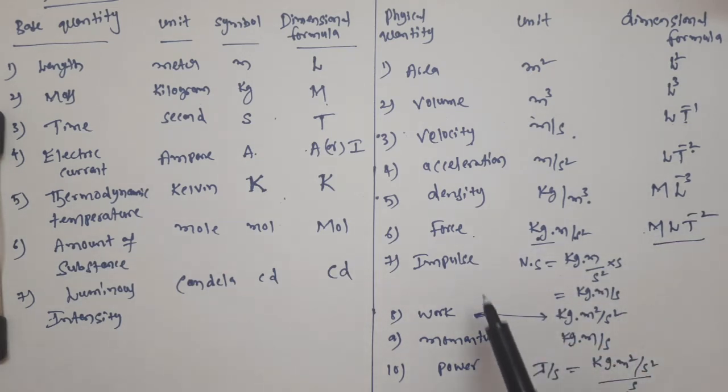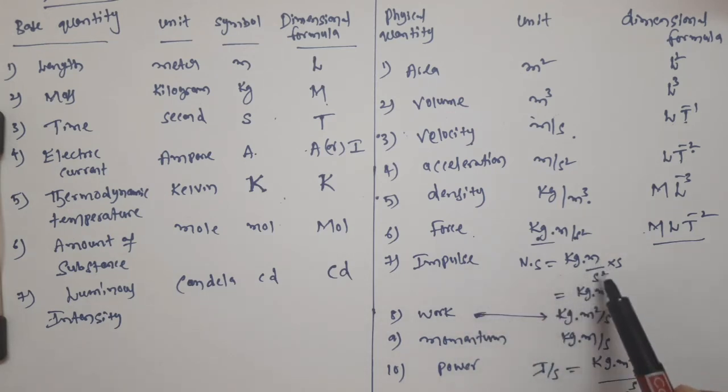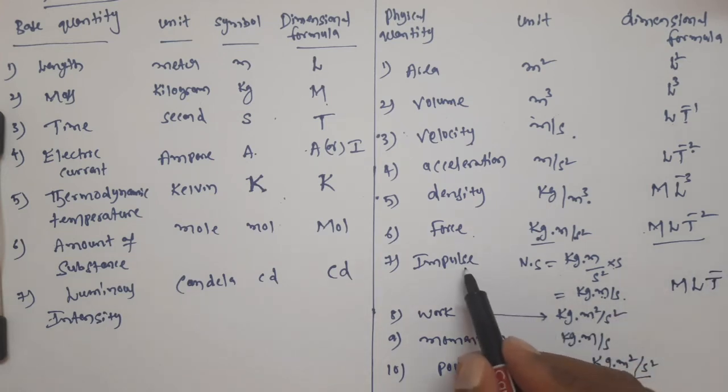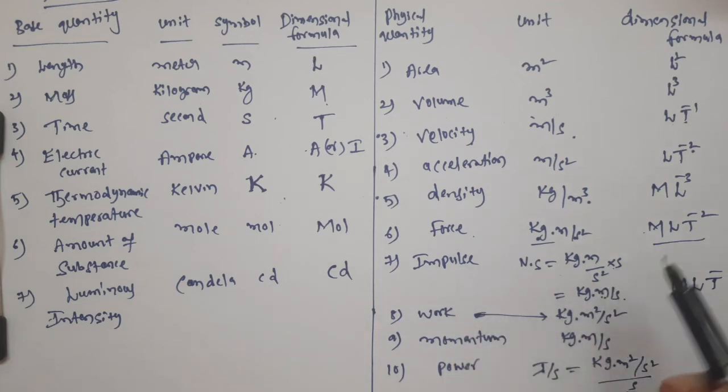Now when we see impulse, how do we write? Newton second, right? Newton second means kg meter per second square into second. So we are getting kg meter per second. Kg means mass, we get M, and meter means length, L, by time, second. So M L T power minus 1. So this is the dimensional formula for impulse. When we write units, you can write anything. Newton second or kg meter per second, both are right. But when you write dimensional formula, this is the correct dimensional formula for impulse.